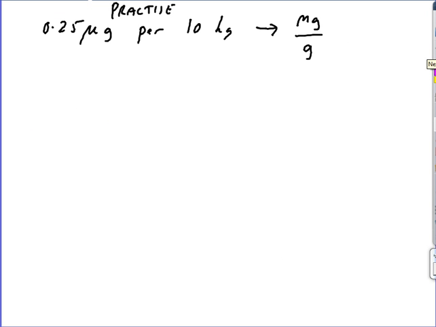As a bit of practice, see if you understand that. Can you convert 0.25 micrograms per 10 kilograms into milligrams per gram? So have a go at that, pause the video, and then start it up when you've got an answer.